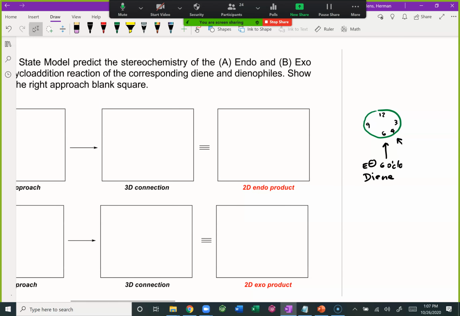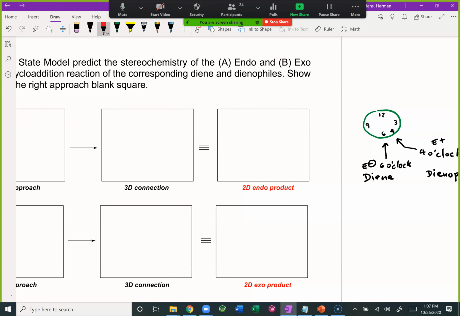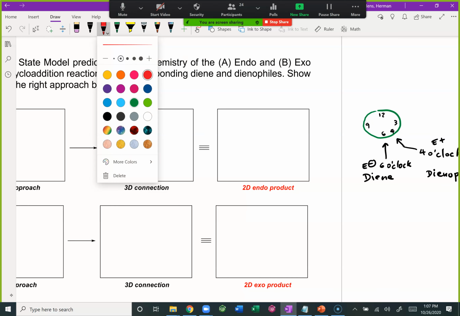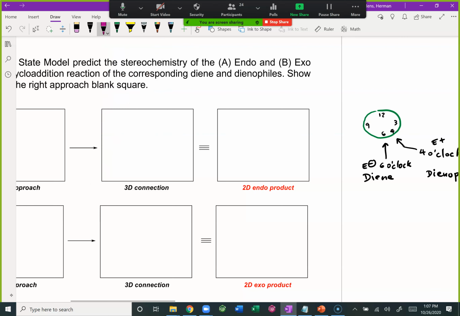All right. So basically what we will see is that if I label the diene in purple, it is going to connect with the dienophile here in green, and we will have a bond there.